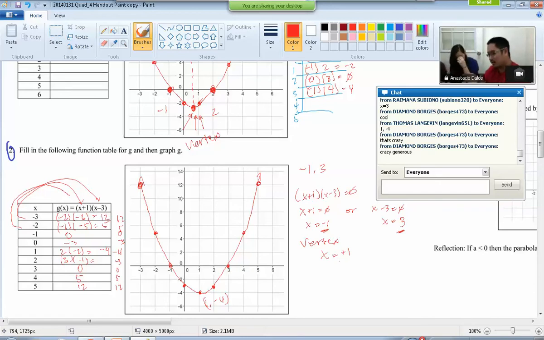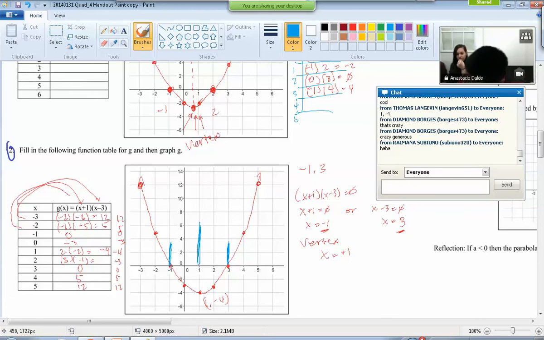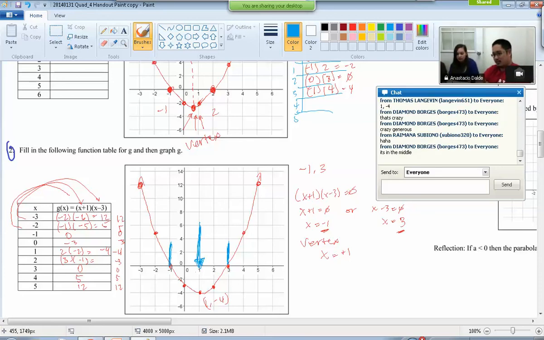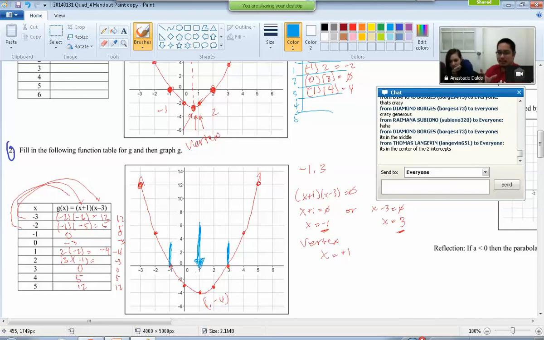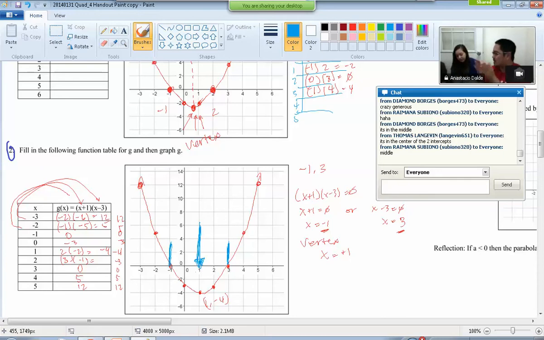Look at this. How did I know that if I know this point right here, and this point right here, the vertex is going to come right over here? I love it, Diamond. That's exactly it. Diamond says, because it's in the middle. Exactly, Thomas. It's at the center of the two intercepts. It's right in between. I guess you could say it's the average.